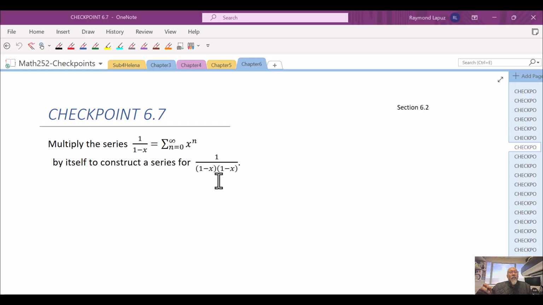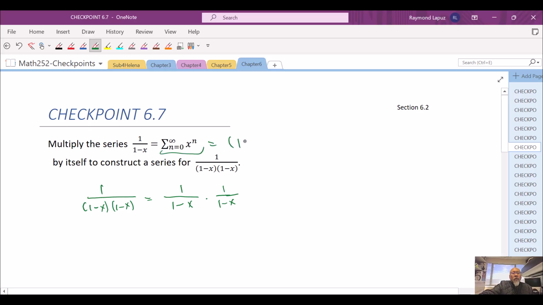Now, if we're looking at a series, we actually have an infinite series, right? So let's start off by writing this function that they want us to expand or find a series for. That's going to be 1 over (1 minus x) times (1 minus x), all in the denominator, and we know that is equal to 1 over 1 minus x times 1 over 1 minus x, which is the series they're looking at here. If we take a look at this series, this is really 1 plus x plus x squared plus x to the third plus etc.